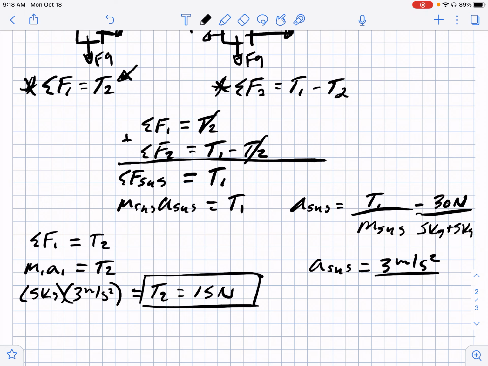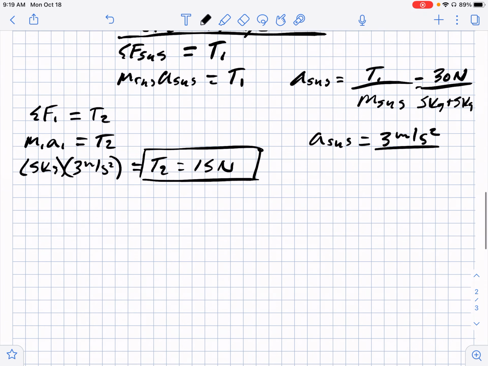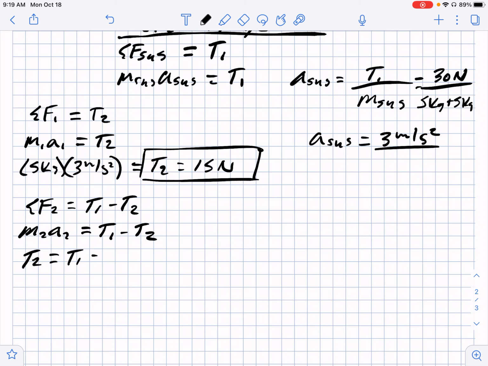Now let's go ahead and solve using our other net force equation just to show that it doesn't matter which one we use, either way we'd get the same answer. So your net force for object 2 was equal to T1 minus T2. We'll substitute Newton's second law, rearrange it for T2, so we'll add T2 to the left, subtract the m2a2 to the right. So your T2 is equal to T1 minus mass of object 2 times acceleration of object 2.